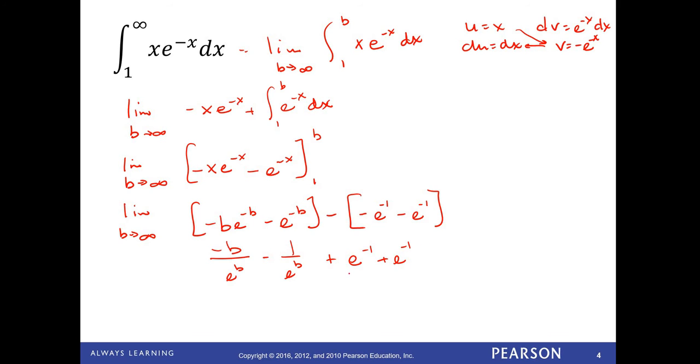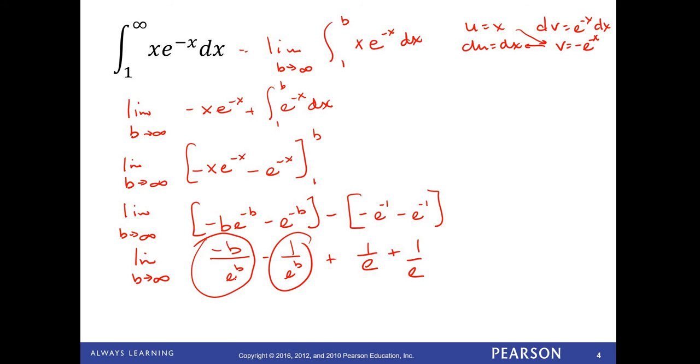All right, so that's 1 over e and 1 over e. I should have done that as well. And I want to evaluate this as the limit as b approaches infinity. Both of these pieces, e to the b gets bigger much quicker than b or 1 does. So both of these go to 0, and my answer is 2 over e.